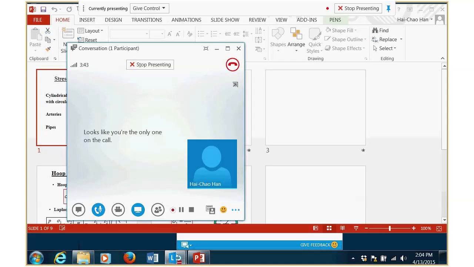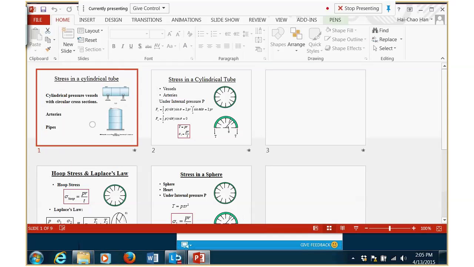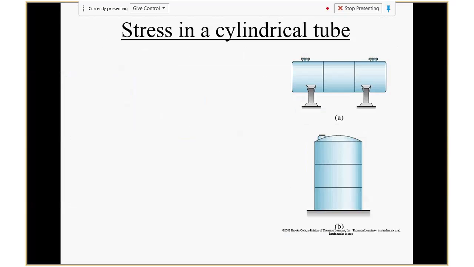All right. Today we're going to talk a little bit more about something in chapter 8, but just very briefly, in this one lecture. We're going to talk about the stress in pressure vessels, because pressure vessels are very common in engineering and other applications.